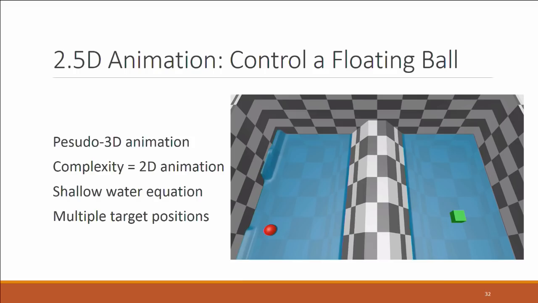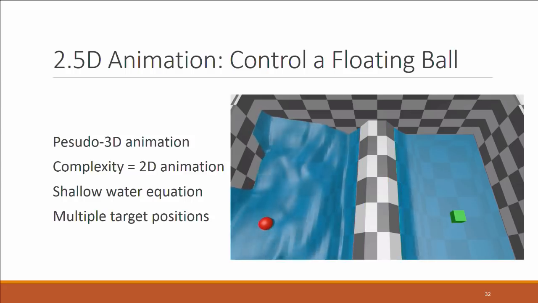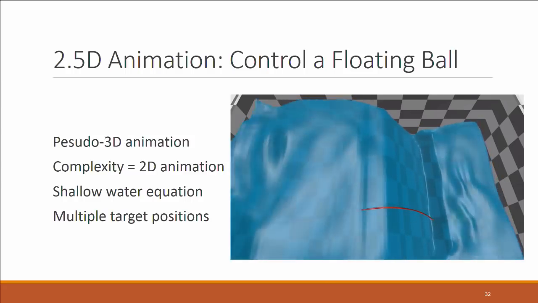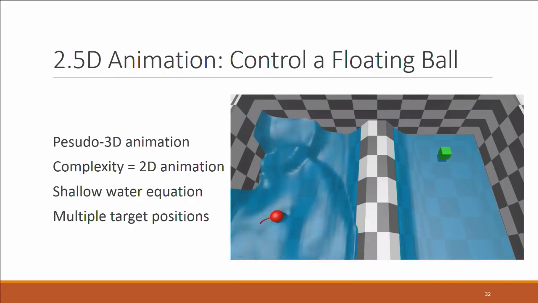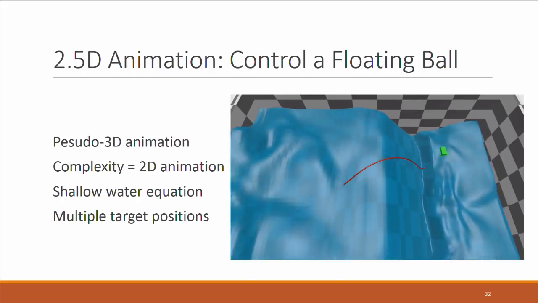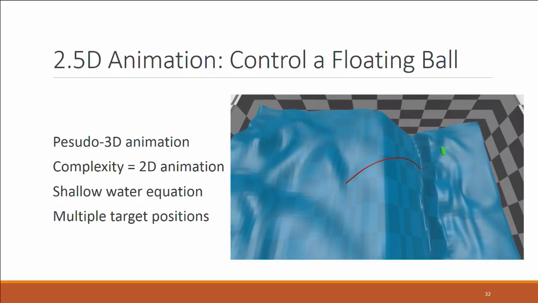The main limitation of our method is that it's very computationally costly. You can see it's not easy to extend it to full 3D fluid dynamics, but still we can generate pseudo 3D animation. Here the fluid is modeled as a heat field and the dynamics use the shallow water equation. This controller is still multitask. We can change the target position, where the target position is the green block here.